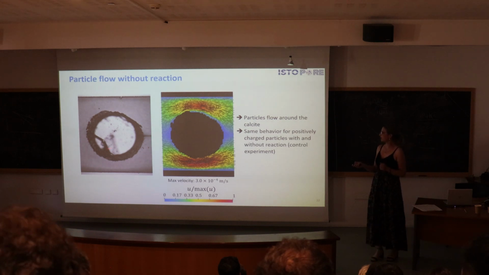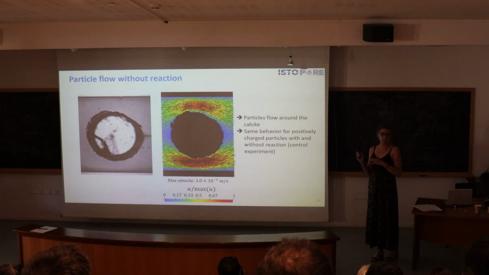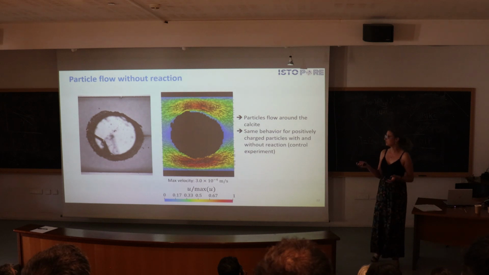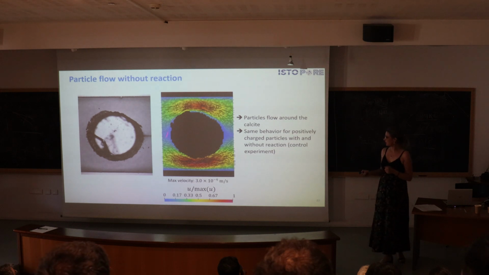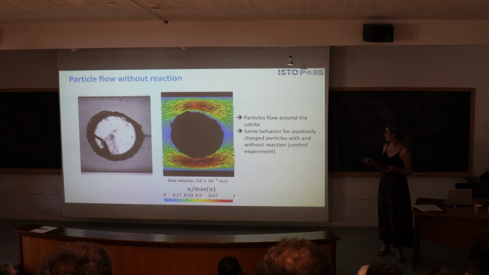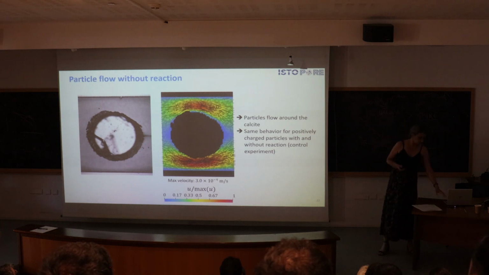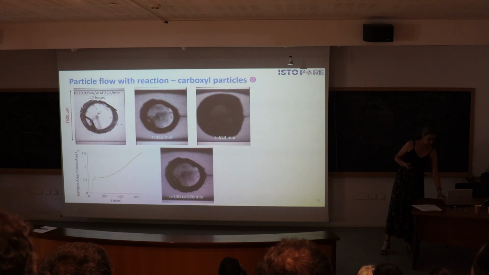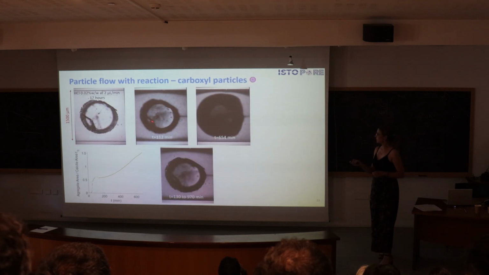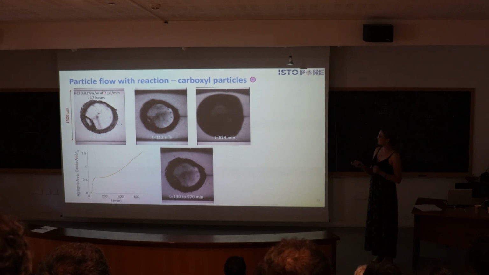Now, if we put particles, first particles but with no reaction as a control experiment. If we have our calcite and particles are suspended in the solution that is saturated with calcite, they will just flow around the calcite, and with micro PIV we can measure the velocity field, and we have a classic Stokes flow.